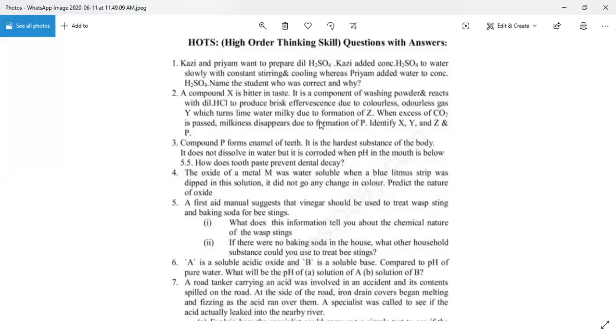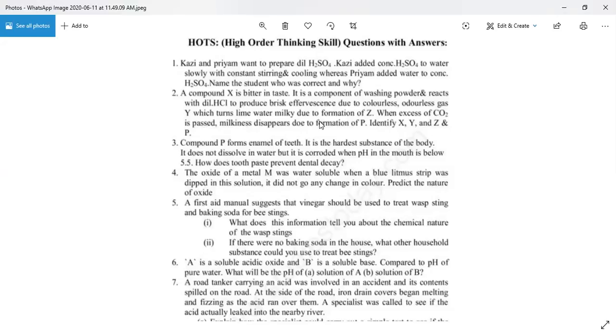Then it is Raghav. Next question. A first aid manual suggests that vinegar should be used to treat wasp sting and baking soda for bee sting. What does this information tell you about the chemical nature of the wasp sting? Wasp stings are basic in nature. Yes, right. Because vinegar is an acid and it is used to neutralize a base.